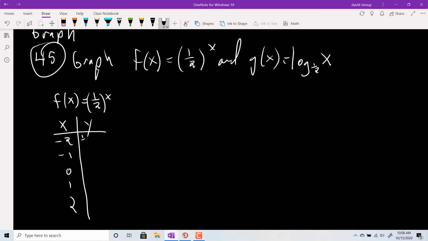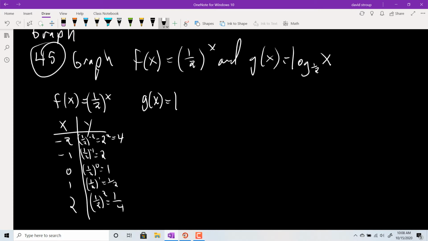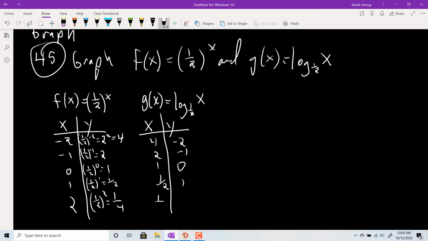Right? So here will be 1/2 to the -2 is the same as 2 to the +2, which is 4. 1/2 to the -1 is the same as 2 to the +1, which is 2. 1/2 to the 0 is 1. 1/2 to the 1 is 1/2. And then 1/2 to the 2 is 1/2 times 1/2, which is 1/4. Okay, so to get the graph of the log version, which is the inverse, log base 1/2 of x, one way you can do it is just by swapping the coordinates. So you can go 4, -2, 2, -1, 1, 0, 1/2, 1, 1/4, 2, and that'll work.